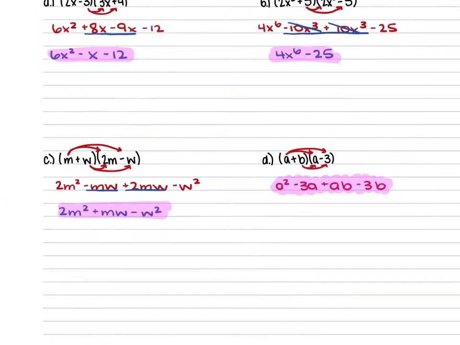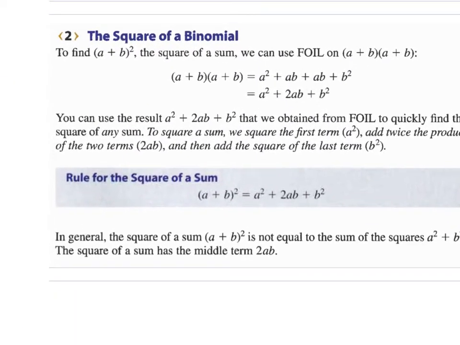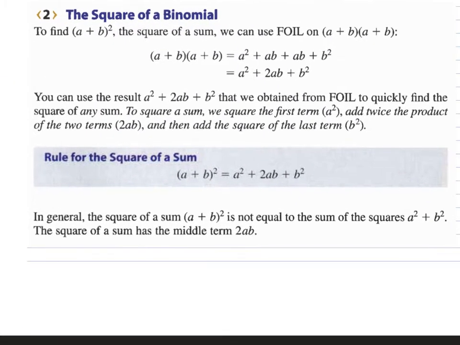We are going to be using a special formula for these. You're going to be taking the square of a sum. When you're doing this, it's literally going to be a number or a term plus another term in parentheses, and that parentheses is going to be squared. You're going to use the formula a squared plus 2ab plus b squared.